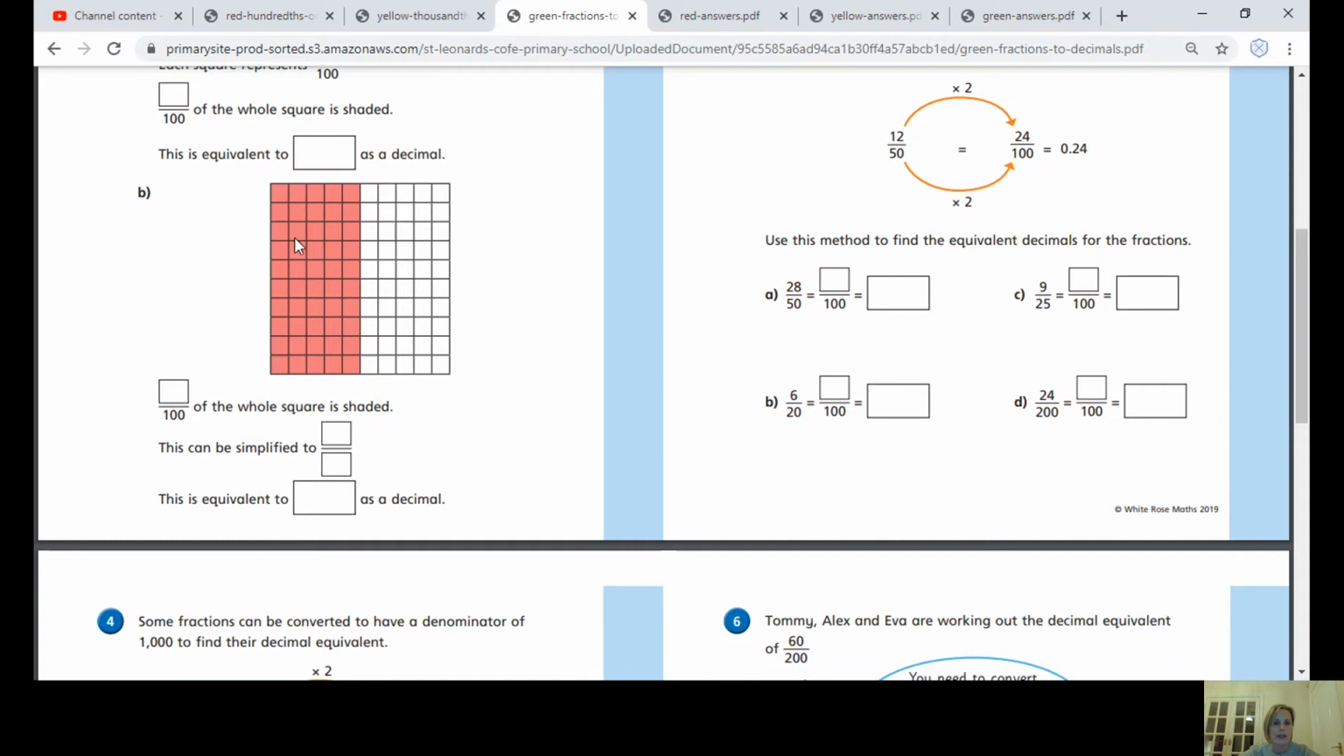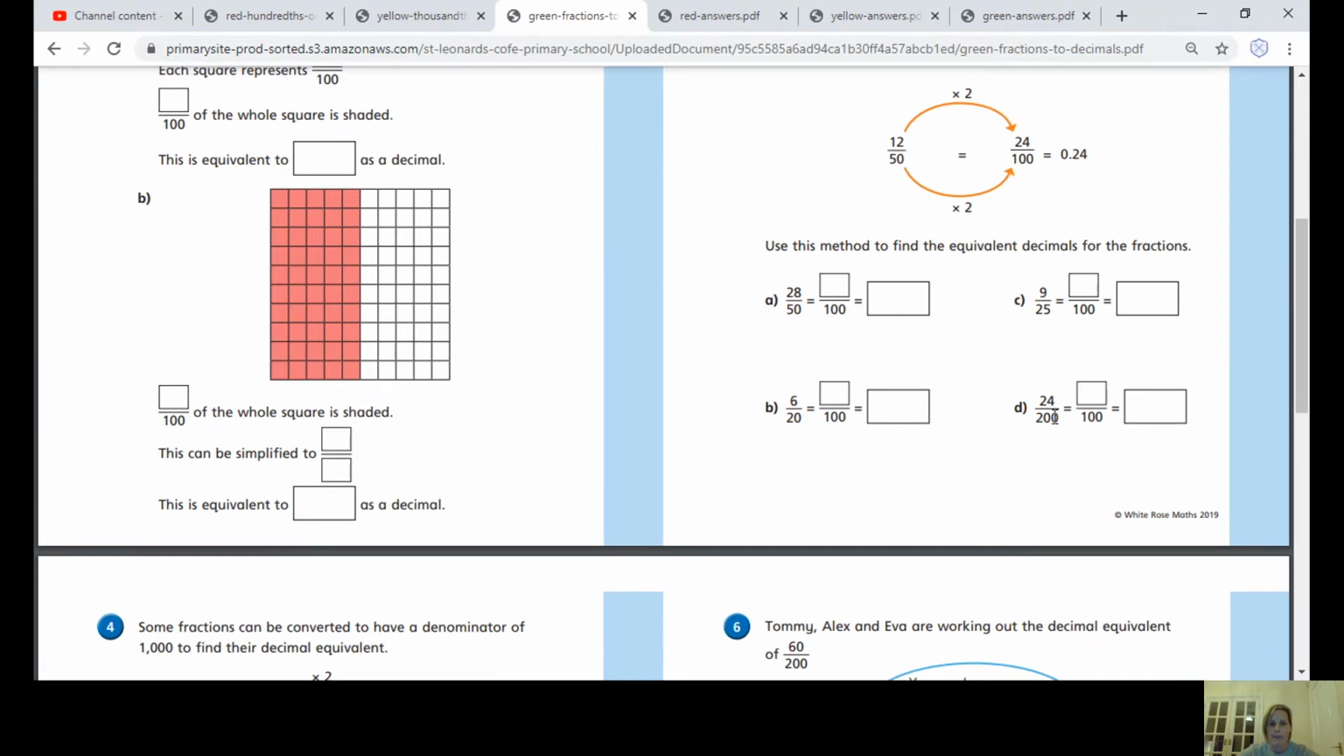So make sure that if you need to draw a place value chart, draw it. Okay, have a look at this one. How much of that out of 100 is shaded? Well, we can see it's exactly half, isn't it? All right, so how many out of 100 would be half? How can you simplify it? How would you write it as a decimal?